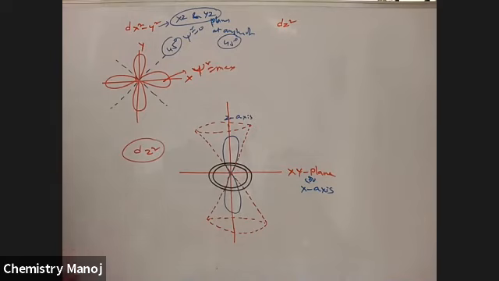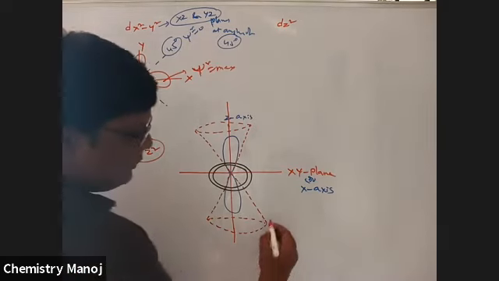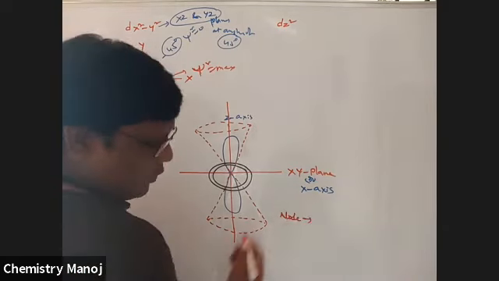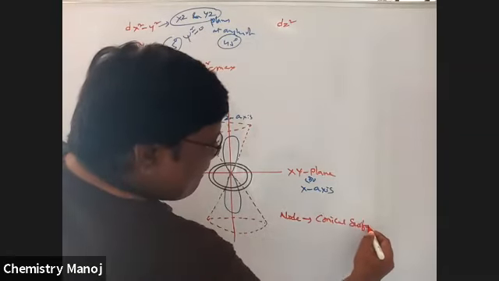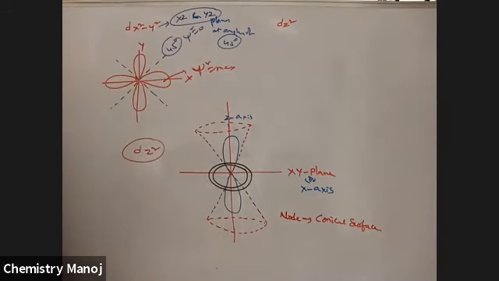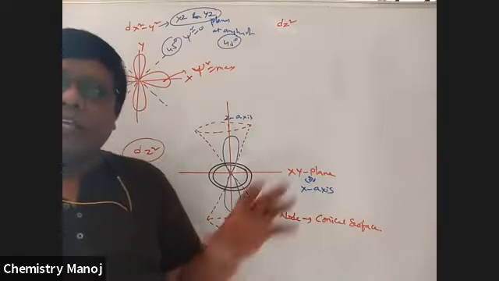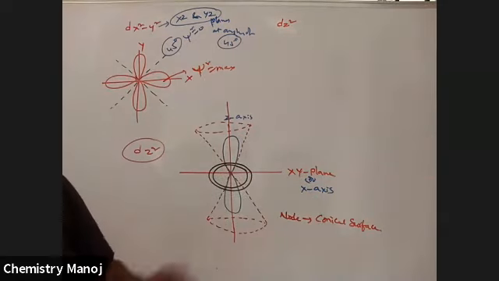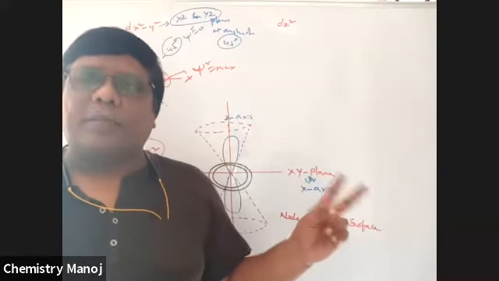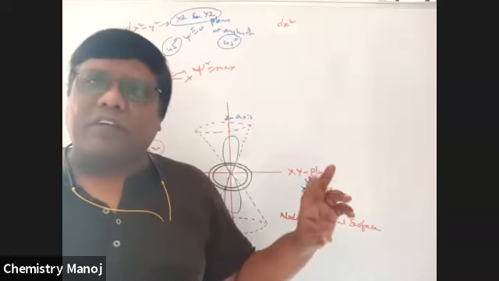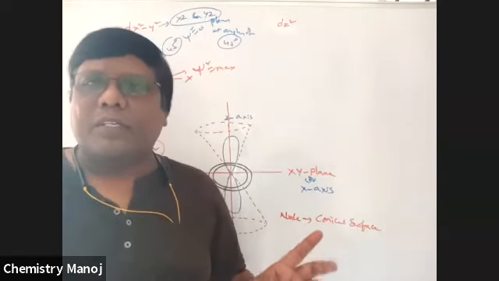Not a plane, a conical node is existent. So your node is a conical surface. That conical surface is taken as node. So these are different nodal conditions for different orbitals. For s orbitals, no angular nodes because L is equal to 0. For p orbital, only one angular node. For d orbital, two angular nodes. So those are nothing but planes. So these are the different cases for different orbitals.